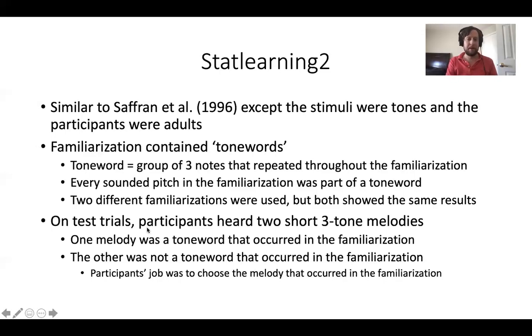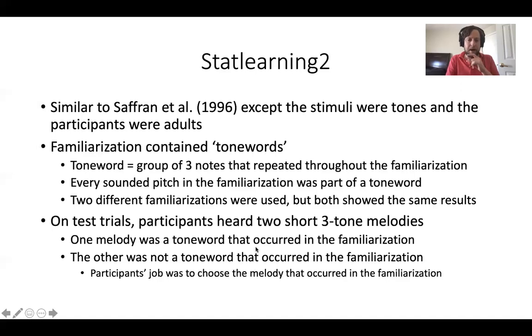So on test trials, there was a short melody, a 3-tone melody that occurred. There were 2 of them. One of those 3-tone melodies was a tone word that occurred earlier in the familiarization. The other 3-tone melody was a non-tone word. It was a sequence of 3 notes, and all of those notes occurred during the familiarization, but they did not occur in that specific order. So the tone words were 3 notes that occurred in the same sequential order as in the familiarization. The non-tone words were 3 notes that did not occur in that specific sequential order during the familiarization.